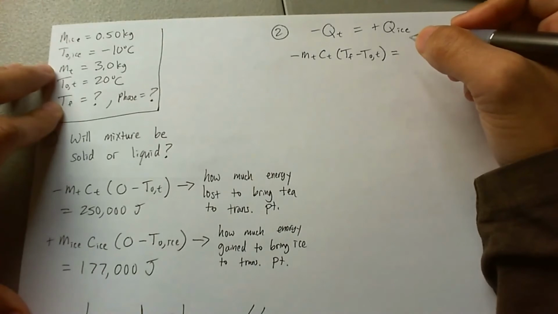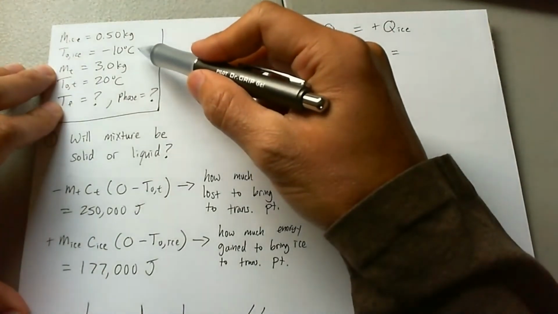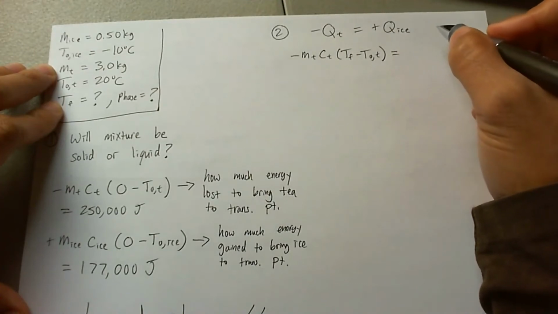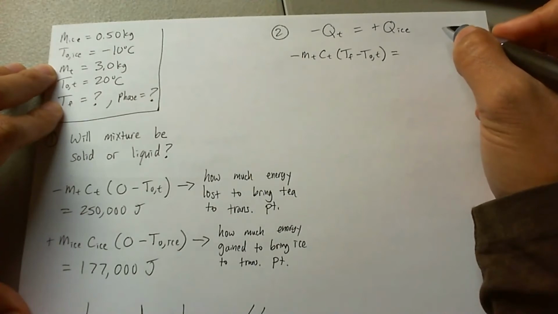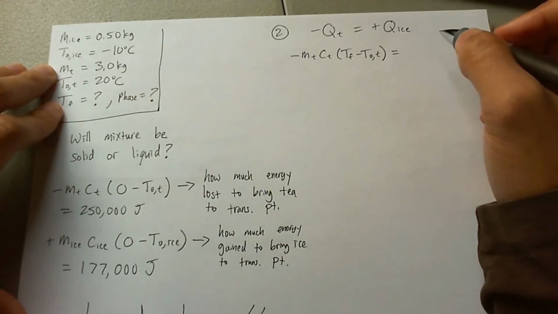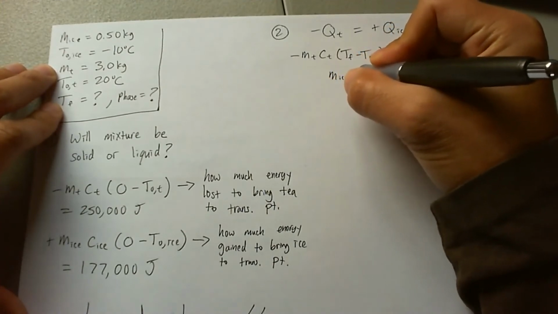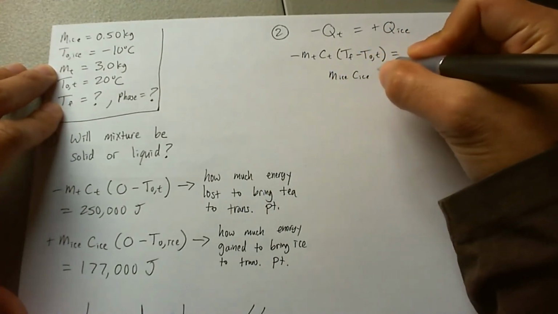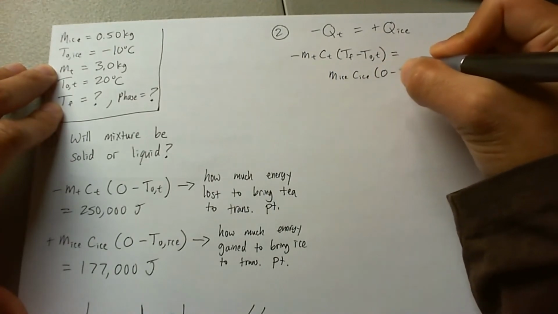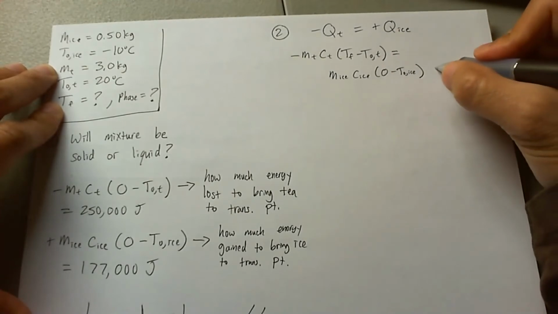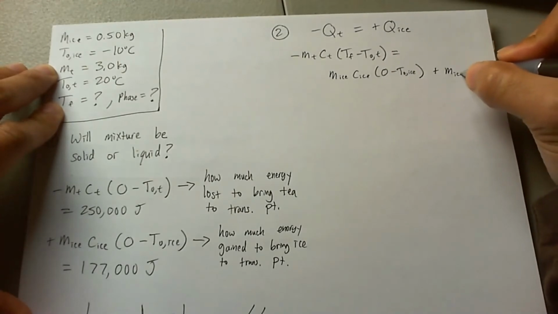Now for ice, since ice starts off below the freezing point, it has to go up to the freezing point, has to transform, and then it has to rise above the freezing point into the liquid phase. So we're going to have three terms for ice. Again, that's going to be the ice getting to the freezing point from below freezing. Then the ice transforming.